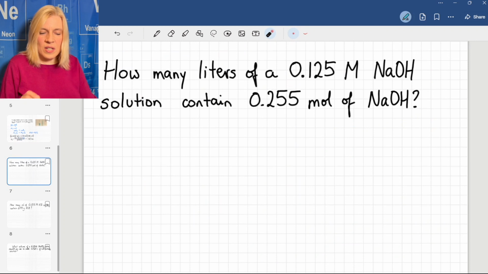Some more. So here is another question for you. How many liters of a 0.25 molar sodium hydroxide solution contains 0.255 moles of sodium hydroxide?